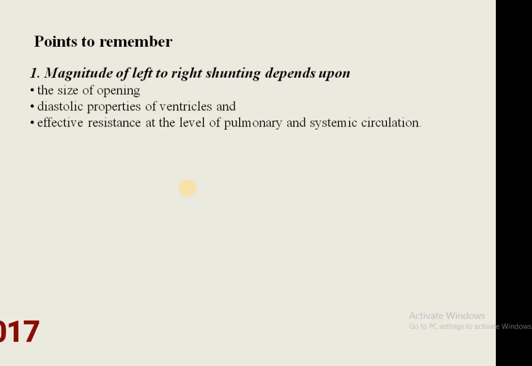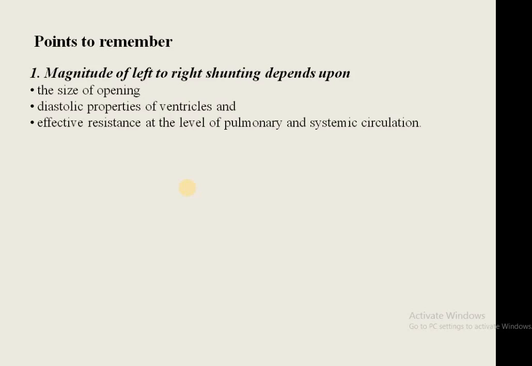Now things to remember further: in ASD there is a left to right shunt. After birth, when the lungs start functioning, the left heart pressure is more than the right heart. Similarly, left atrial pressure is more than right atrial pressure. So during the contractions of the heart, because of the increased pressure in the left atrium, the blood moves from the left atrium to the right atrium via these septal defects, that is ASD. So here in ASD we have left to right shunting.